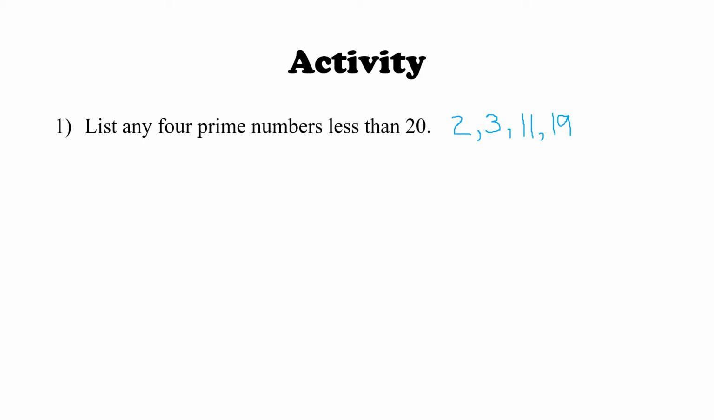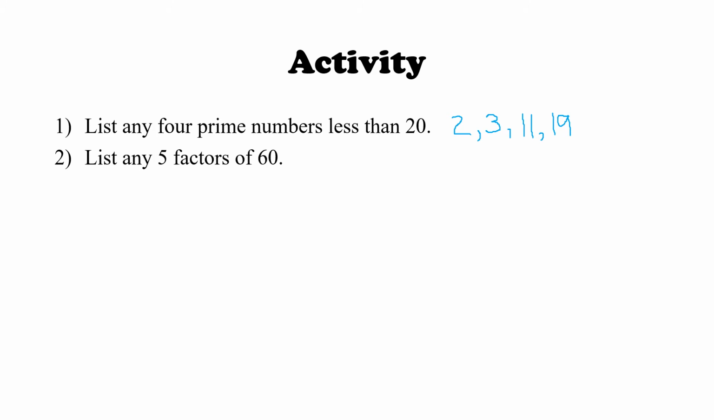2 only has 2 factors, 3 only has 2 factors, 11 only has 2 factors, and 19 only has 2 factors. Only 2 numbers could go into 19, 19 and 1. Only 2 numbers could go into 11, 11 and 1. And same thing goes for 3 and 2. Of course, you may not have had the same numbers that I have, but once yours qualify based on the definition that we addressed, then we're good to go. It doesn't have to be the exact numbers that I have.